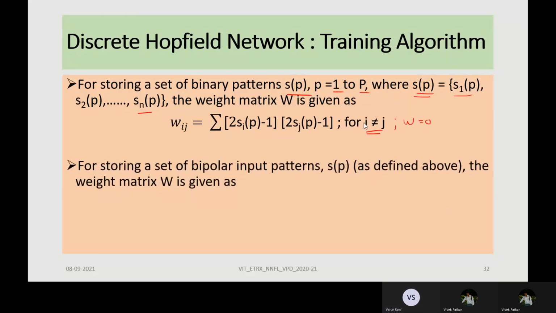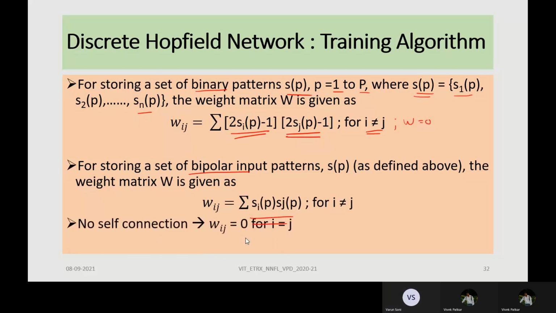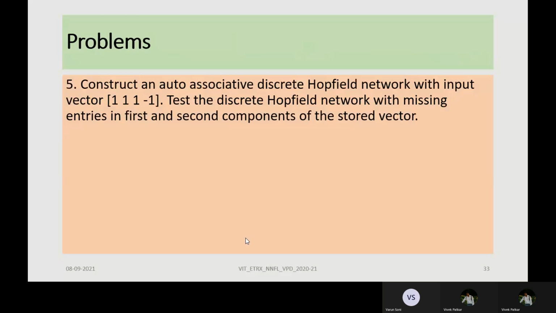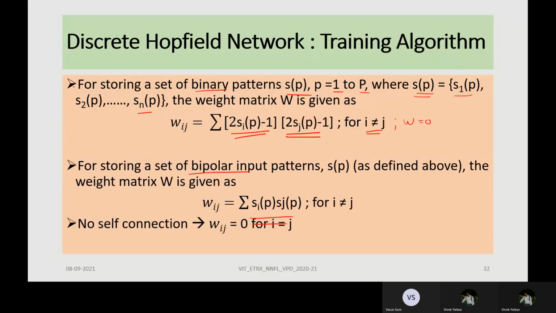The binary pattern will be given. Weights are always bipolar. Clear? So we have to convert it to bipolar. This is the formula for converting binary to bipolar. Is it clear? And if the patterns are given in bipolar form, then you can directly multiply. Okay? No self connection, so Wij is equal to 0 for i equal to j. That's it. Clear? You can take down this algorithm and then we'll stop for the day.